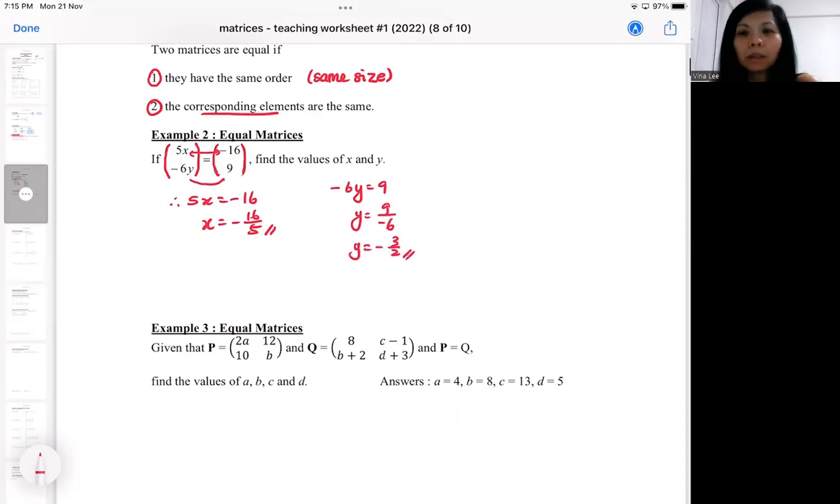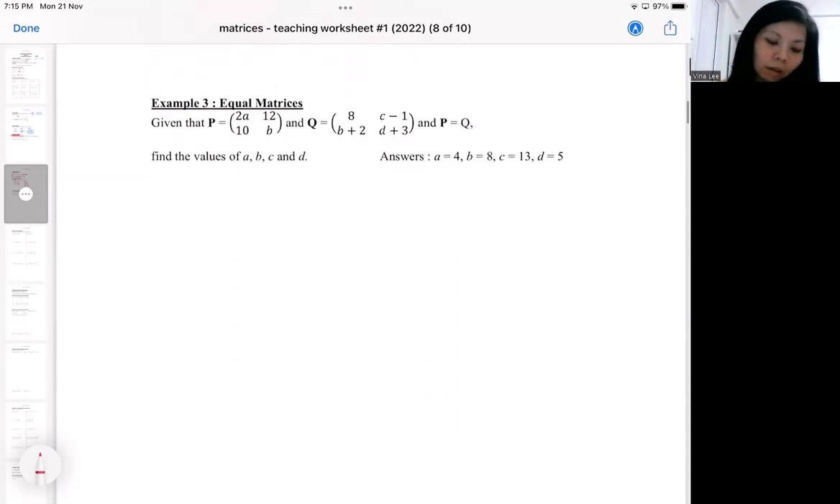Okay, so this is a very simple comparison, but sometimes they can come out with a very complex one. So imagine you got a 2 times 2 matrix equal to another 2 times 2 matrix. So you got 4 elements that you can be comparing. Something like this one. So if you take a look, P is equal to Q. So which means, right, 2A, 12, 10.